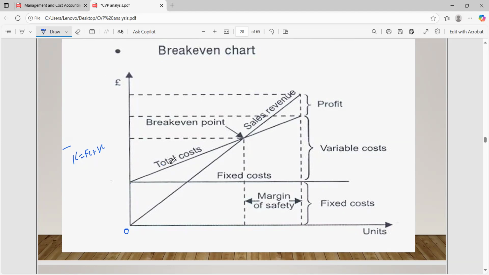Okay, so since our total cost line has never started from zero, sales would always start from zero because sales varies with respect to output. So sales will start from zero and hit the highest. Now, where total sales intersect with total cost, that is when the break-even point is.